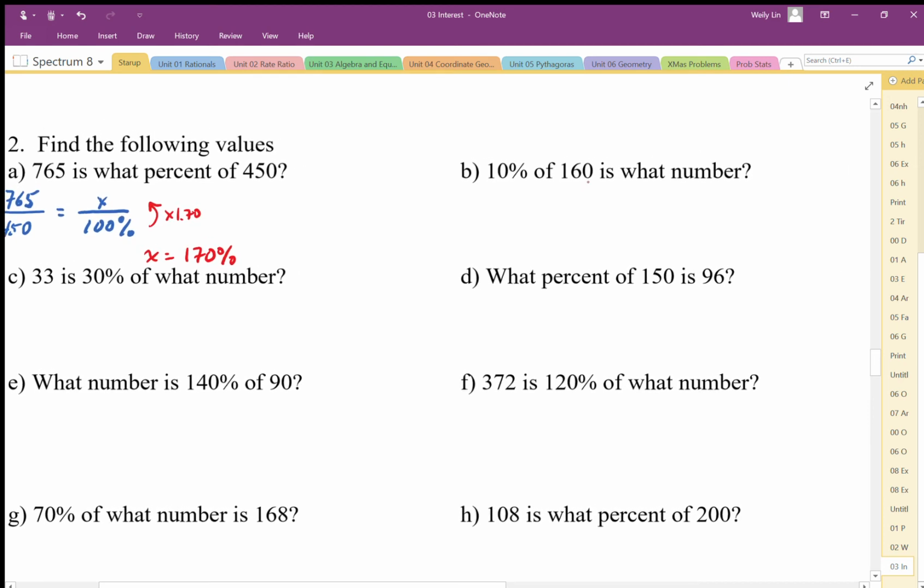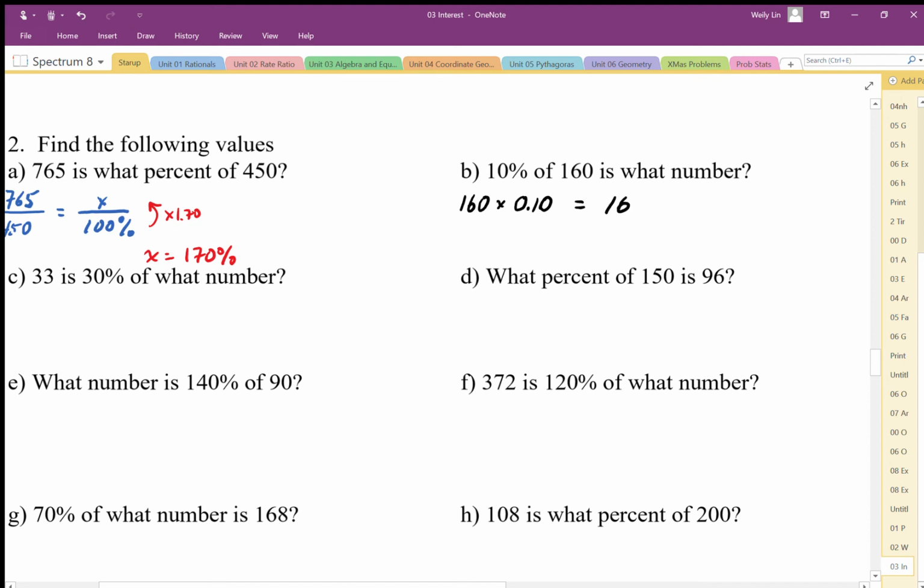10% of 160 is what number? This one's a fairly straightforward one. I'm going to start relying on this multiplying strategy. Now I have to be really careful that I'm multiplying when I'm supposed to multiply and I'm dividing when I'm supposed to divide.